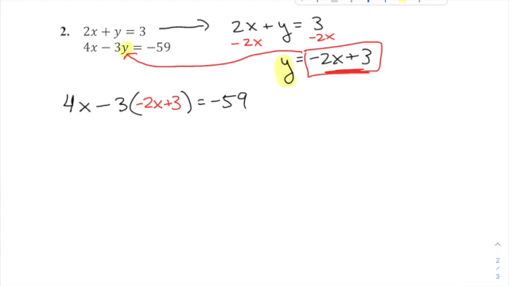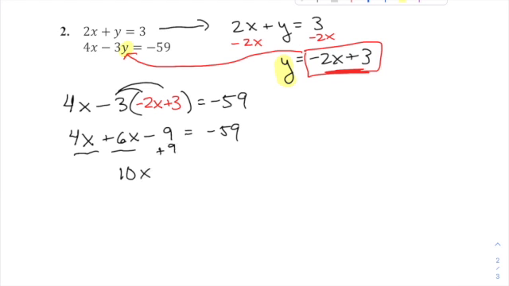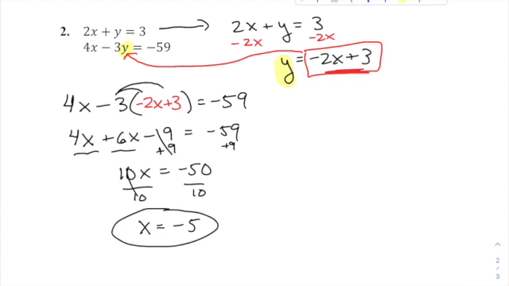All right, now let's just use some algebra here. Watch your distributive property. We're distributing negative 3 to that group, so watch your signs. Negative 3 times negative 2x is positive 6x. Negative 3 times positive 3 is negative 9, equals negative 59. Combine your like terms here: 4x and 6x is 10x. While I'm at it, I'm going to add 9 to the other side. Negative 59 plus 9 is negative 50. And now solve for x by dividing by 10. See, when it's down to one equation with only one variable, then I can solve that very easily. And I got x is equal to negative 5.